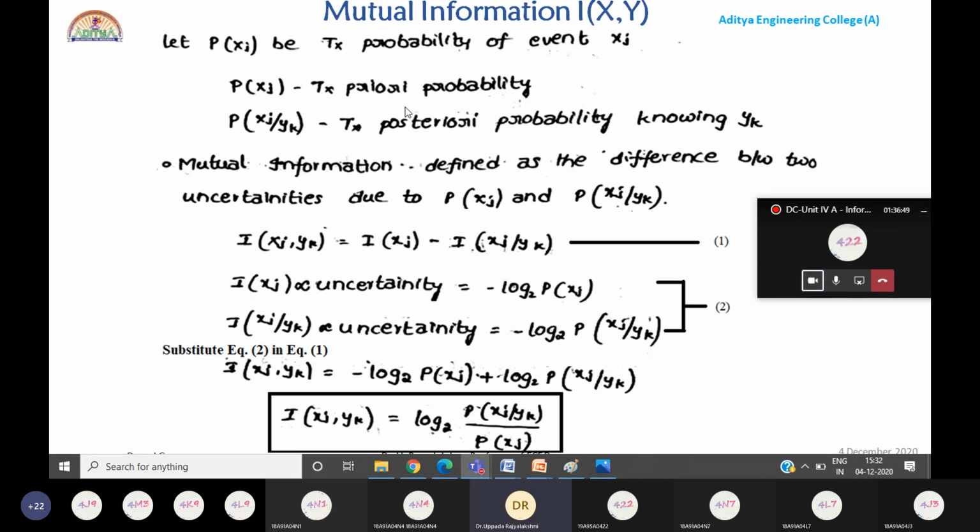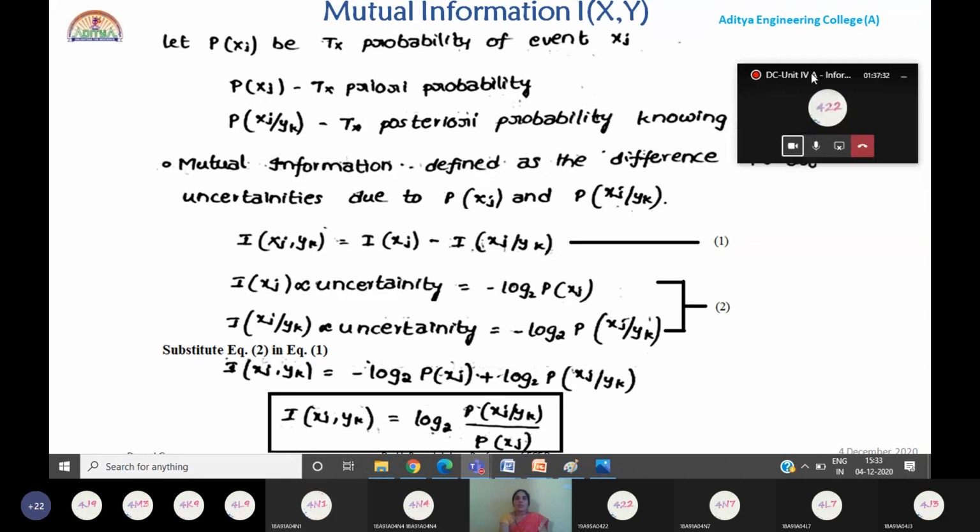So what is the priori probability? P of xj is the probability of the transmitted information or transmitted events without having any information of the receiver. And P of xj by yk is the transmitted posteriori probability knowing the information of receiver events. But always remember that both are the probability of the transmitted events.